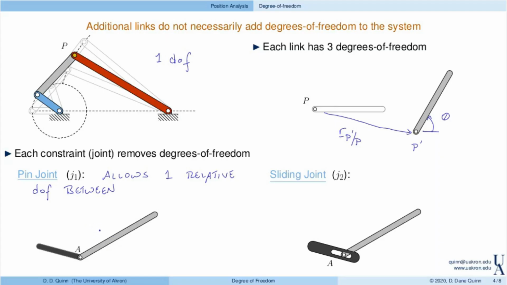And then I ask, how many coordinates do I need to describe this light gray link? Well, I'd really only need 1.